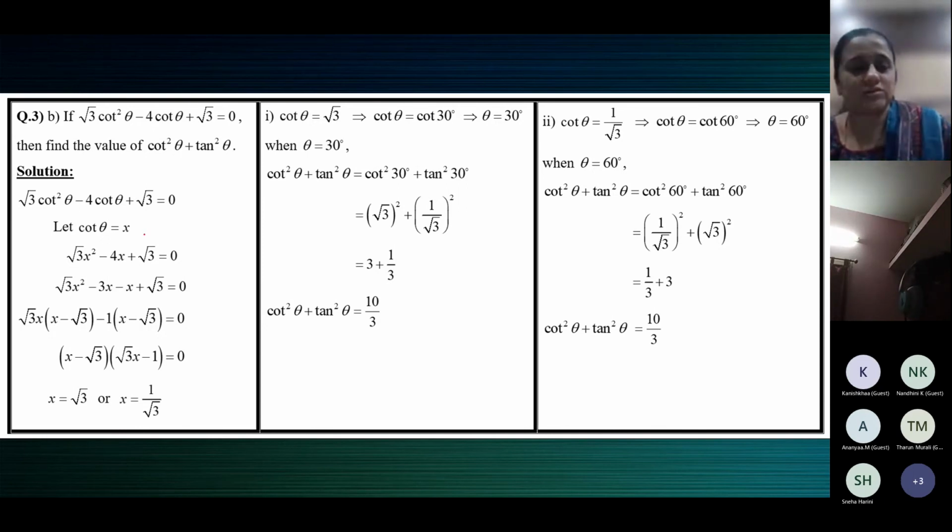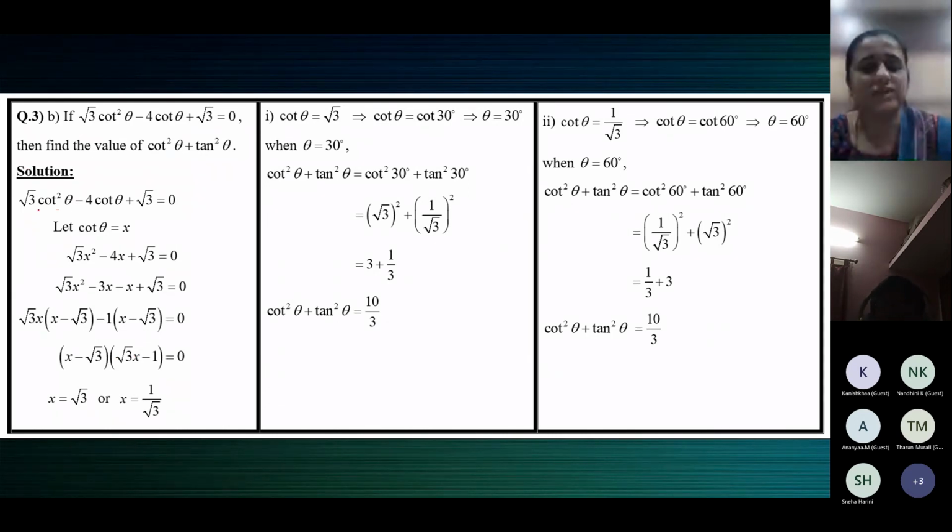Children, I did not say much about this. This is a quadratic equation in cot theta, like we say a quadratic equation in X or in Y. You need not use X also. You can just split the middle term as minus 3 cot theta and minus cot theta. If you're comfortable, you need not use X. It's X square and X, and here it's cot square theta and cot theta. So straight away you will get the values of cot theta.